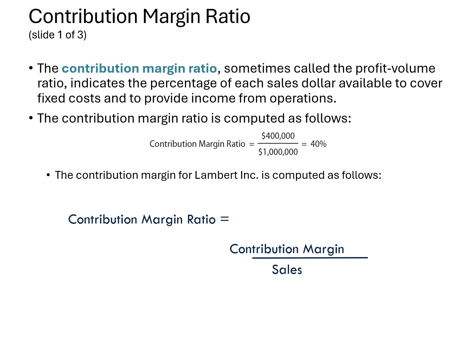There's another useful bit of information that we can get from this, and that is the contribution margin ratio. Sometimes it's called the profit volume ratio, and it's going to indicate the percentage of each sales dollar available to cover fixed costs and to provide income from operations. So the way we compute that is contribution margin, which was 400,000 in the last slide, divided by sales, which was 1 million. So when we divide 400,000 by a million, we get 40%. So our contribution margin ratio is 40%.